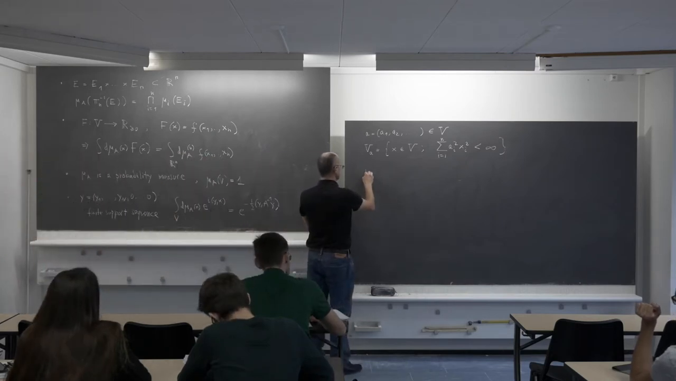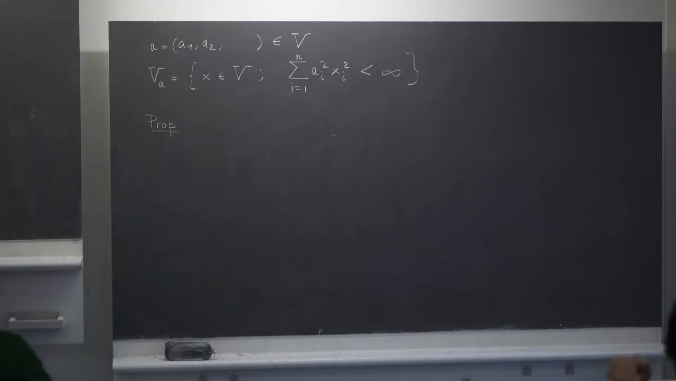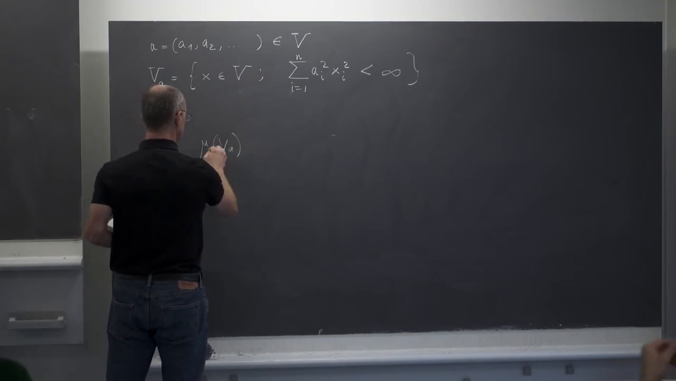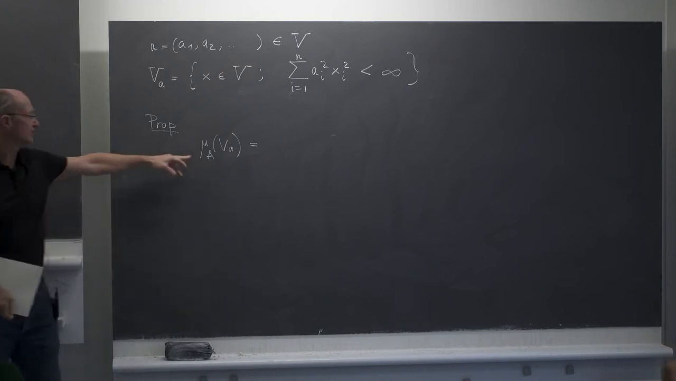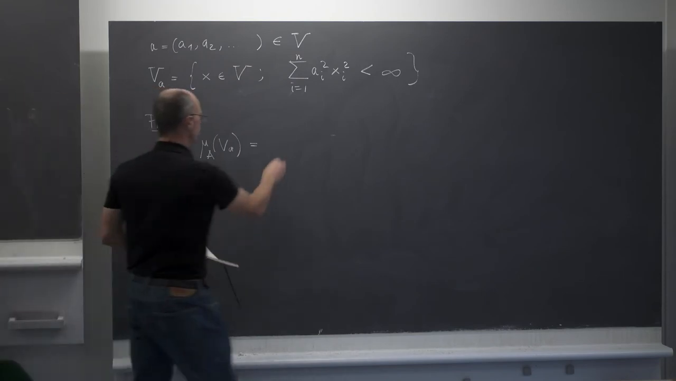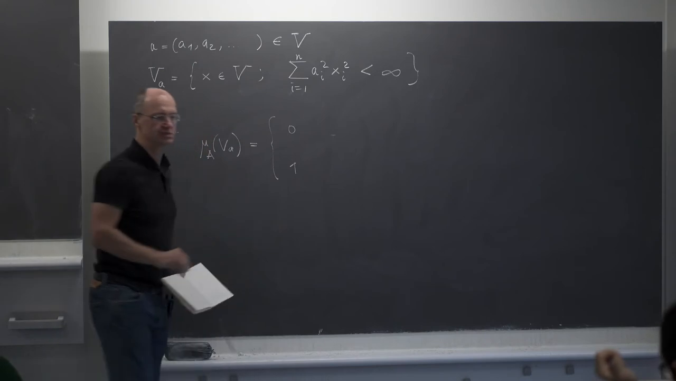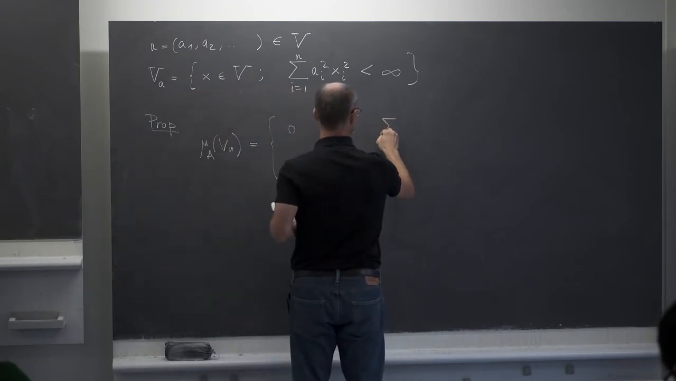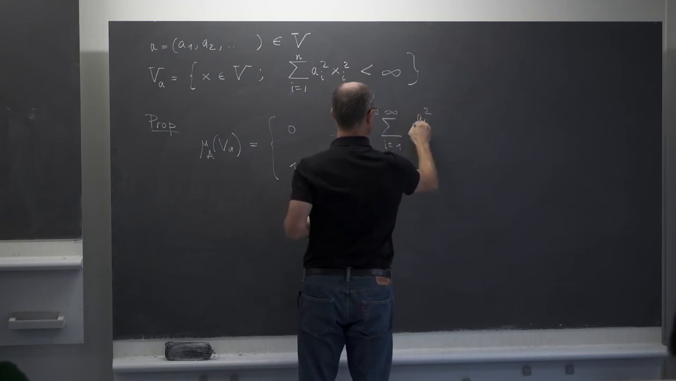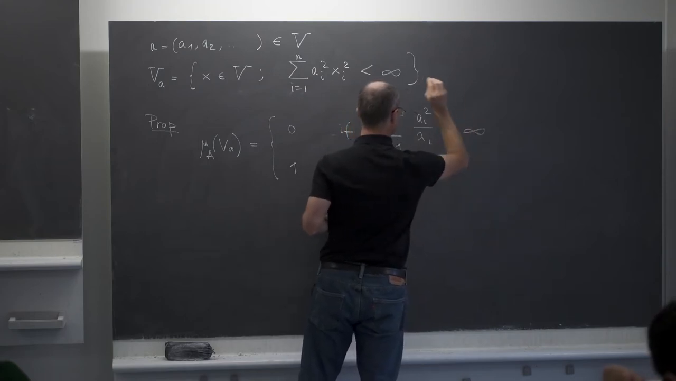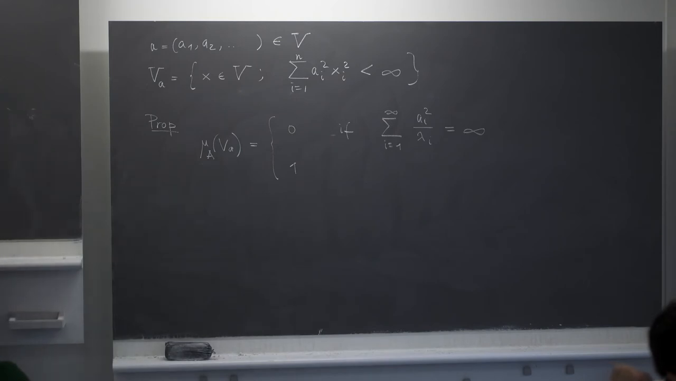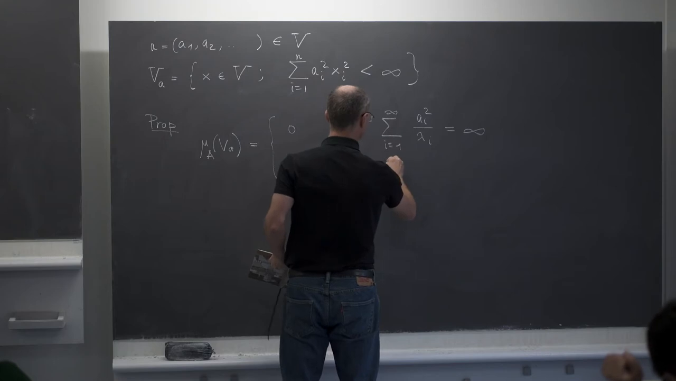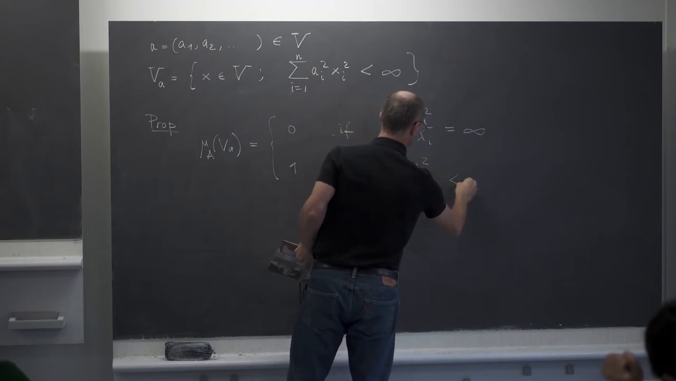So here is an interesting proposition. Let me try to write down the conditions correctly. We can actually compute the measures of those subspaces. And it turns out that the result is either 0 or 1, depending on the properties of the sequence. It is 0 if the sum of squares divided by eigenvalues diverges, and it is 1 if it converges.